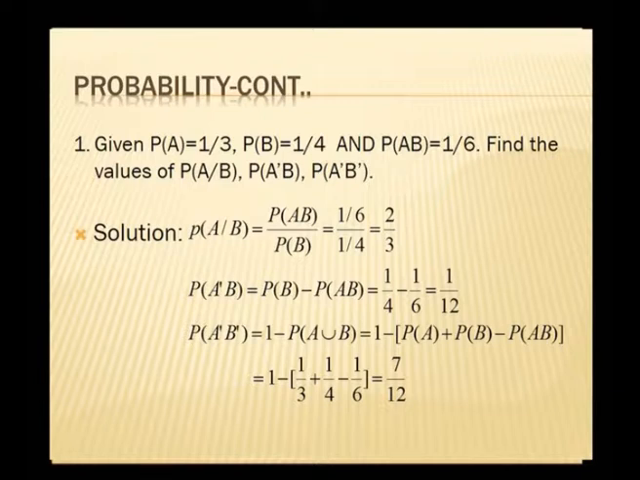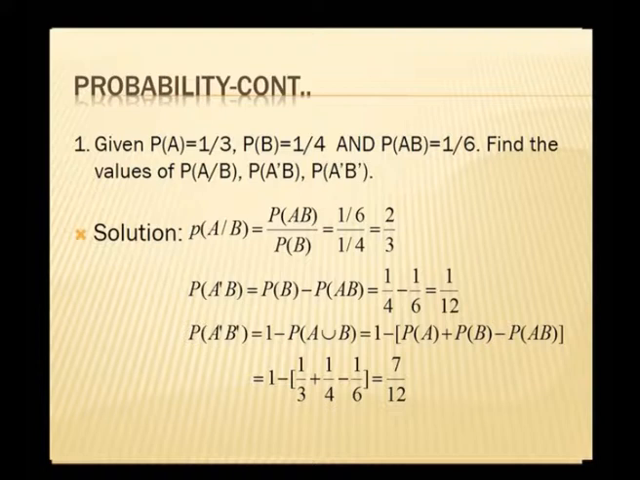First one, given P of A equal to 1 by 3, P of B is equal to 1 by 4 and P of A into B is 1 by 6. Find the values of the conditional probabilities P of A by B, P of A dash into B, P of A dash into B dash. So, first one, conditional probability. By the basic definition, P of A by B is defined as P of A B divided by P of B. Since P of A B is given to be 1 by 6, P of B is given to be 1 by 4, we get the required value to be 1 by 6 divided by 1 by 4, that is 2 by 3.